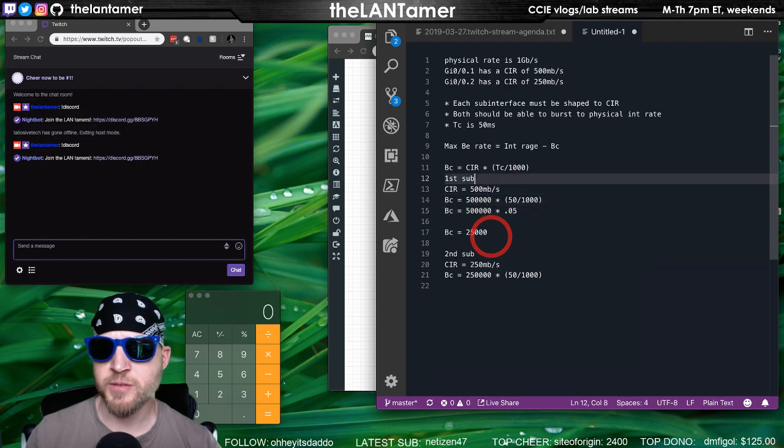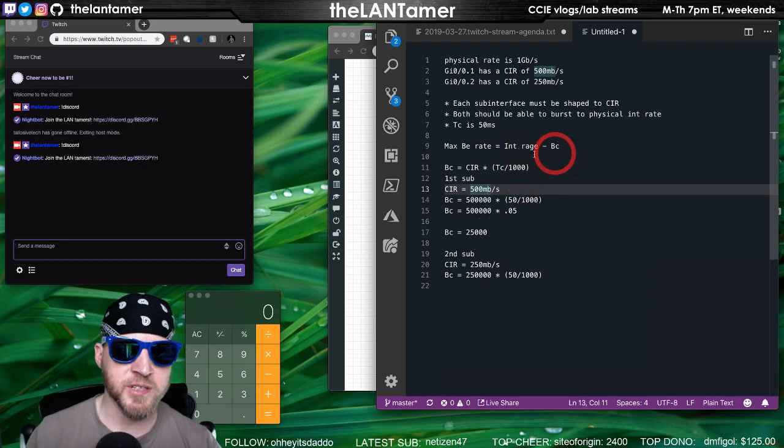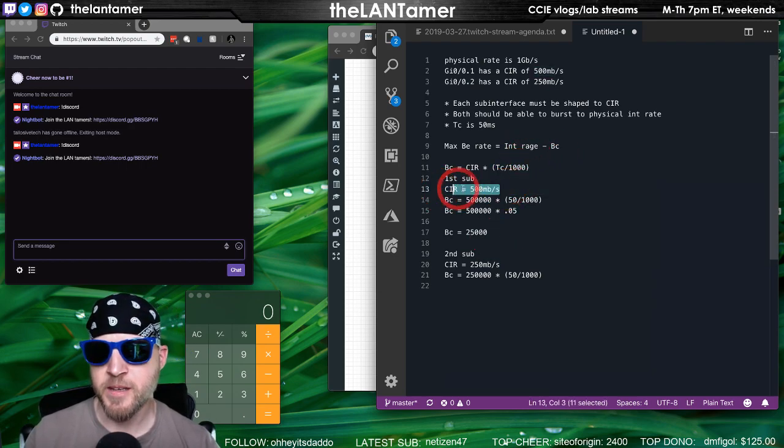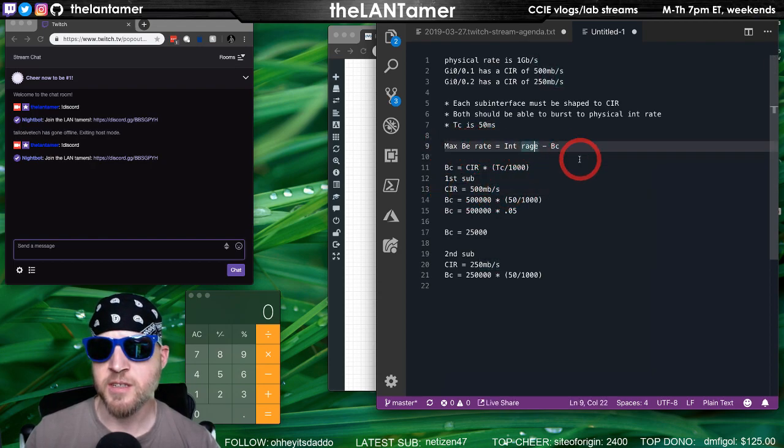So what we need to do here is some easy math, because this is double, right? If the CIR is 500 megabits per second, and in fact I need to revise this.